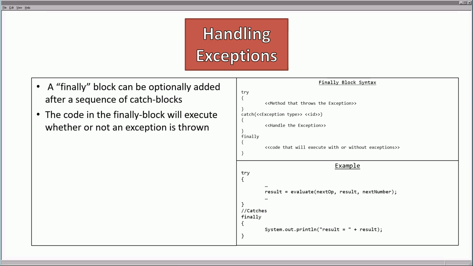So after all of the catches, you can write the finally, and the finally block will execute whether or not an exception is thrown. So notice that the finally occurs right here, and you just write the code that's going to execute with or without exception. So with our running example, we just omitted the catches for space's sake, but we run the code evaluate, and then, no matter what happens, we System.out.println this string "result equals" appended to the result here.